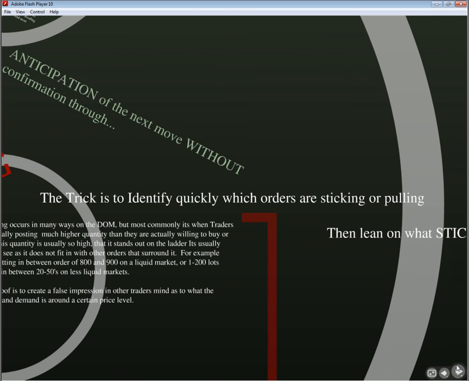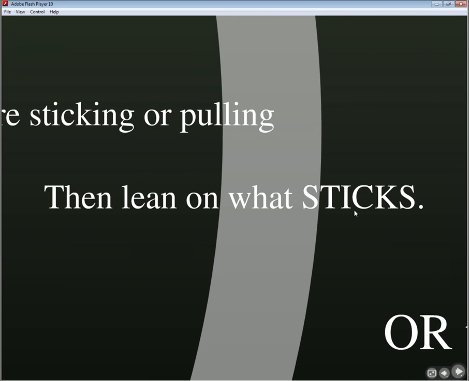Okay, let's keep going, guys. The trick with reading the dome is to identify quickly which orders are sticking or pulling. Then lean on what sticks. If you lean on something that looks like it's sticking, meaning it's staying there, for example there's offers there and you lean on those offers and it looks like it's holding, then all of a sudden it looks like it's gone and you've gone short just ahead of that, and the market starts to edge back towards that level, you might want to get out, because more than likely that offer's gone and the market's going to go through that level.